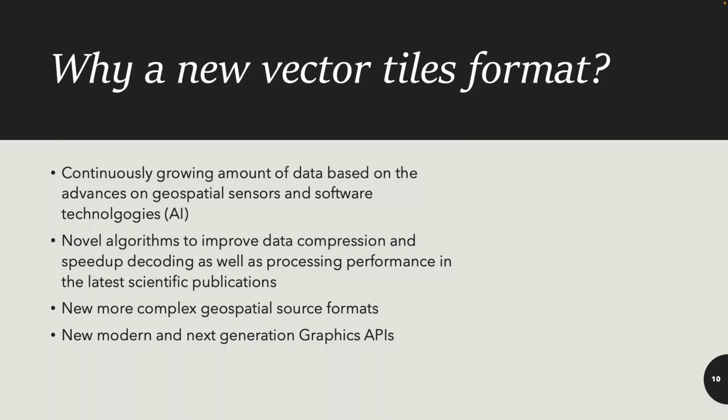Then we see also in the latest scientific publications, in the latest research, that there are novel algorithms which significantly improve data compression and speed up the decoding and processing performance. We see, on the other hand, also new, more complex geospatial source formats. For example, think of the new initiative of the big players like Meta, Microsoft, and Amazon with Overture Maps, where you have, for example, GeoParquet as a source format, and you have then more complex data types, which cannot be handled with Mapbox Vector Tiles.